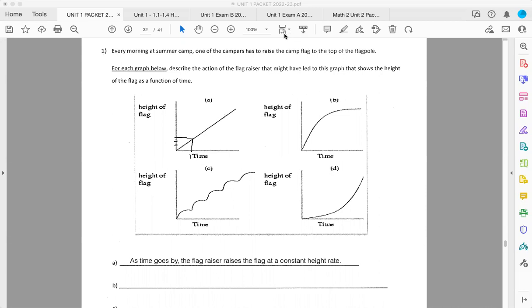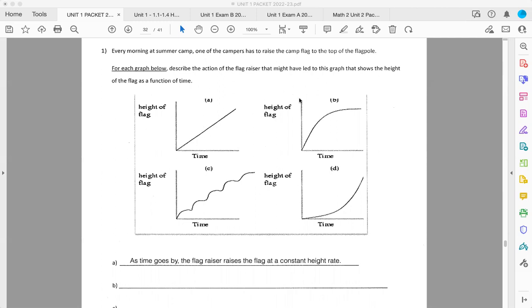I mean, it depends on the scale, but the idea is there's a constant rate of change, and basically there's a constant change of the height of the flag as time goes by. So that's what this flag raiser is doing. This could be a potential scenario.